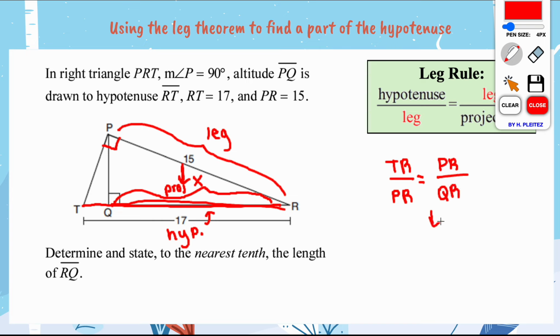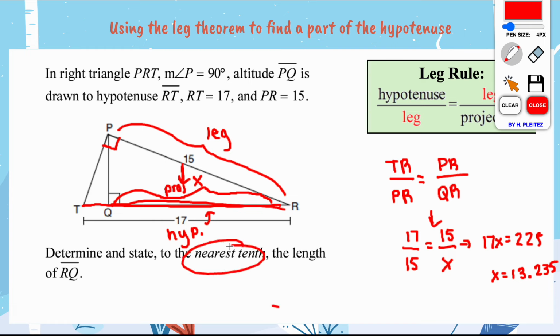Now if we substitute, TR is 17 over PR, which is 15, equals 15 over X. Now if we cross multiply, we will get 17X equals 225, I believe that is. And then when you divide by 17, you will get X equals 13.2352, and then it keeps going, but we want to round to the nearest tenth. So our answer here, it would be RQ equals 13.2.